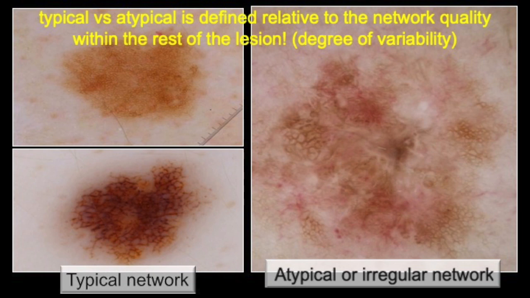Similarly here, the two lesions on the left-hand side are benign nevi with a normal network. The same quality of network throughout. If I take a little piece of this network and I put it there, if I take a little piece of this and put it there, it becomes atypical. So again, it's lesion-centric. The definition of typical versus atypical is lesion-centric. This is atypical network because of the distribution of the network, and the quality of the network is different in different areas. The sizes of the holes of the network differ in those different areas.